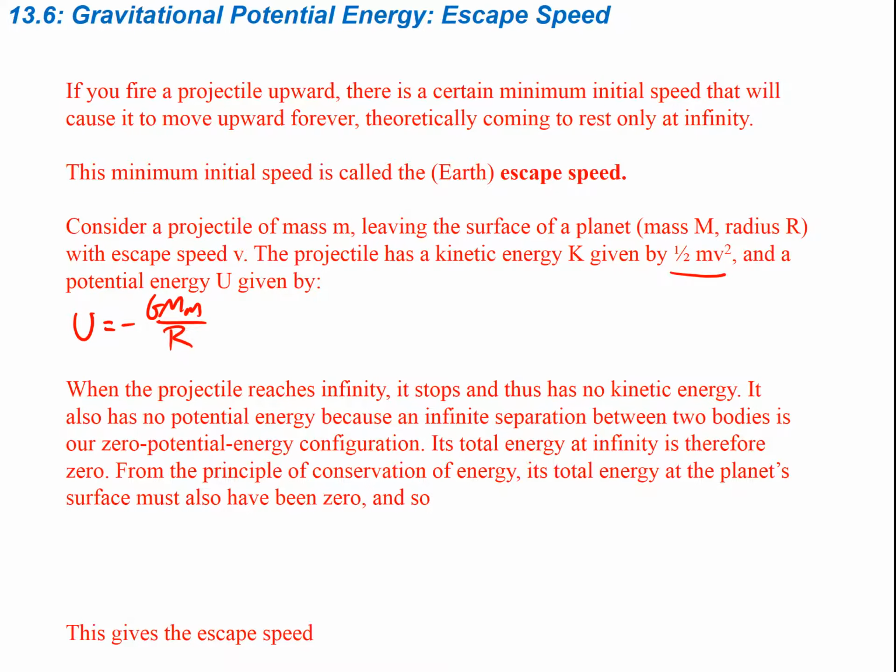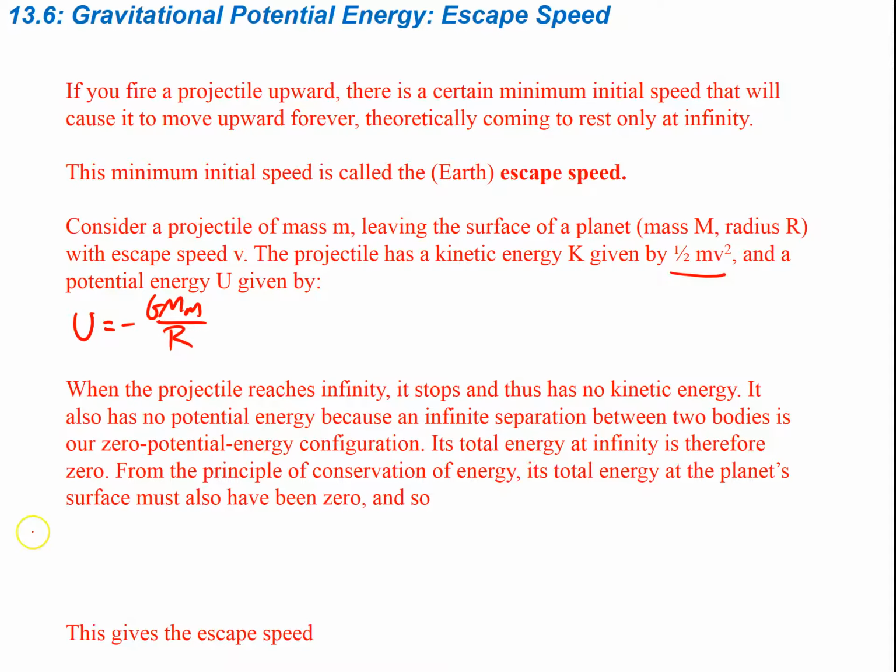So when the projectile reaches infinity, it's going to stop and therefore have no kinetic energy. It also has no potential energy because an infinite separation between two bodies is a zero potential energy configuration. So if this value was infinity, your potential energy would also be 0. All right, so its total energy at infinity is therefore 0, which means because of the conservation of energy, its total energy at the planet's surface must also be 0.